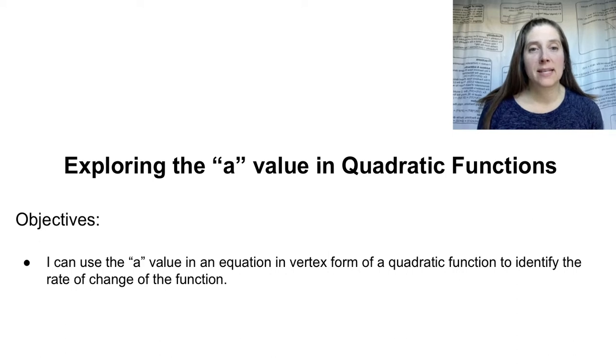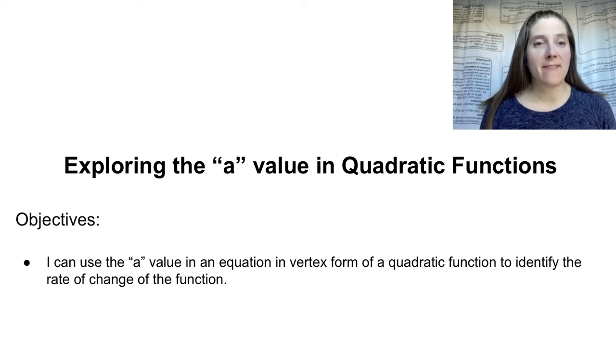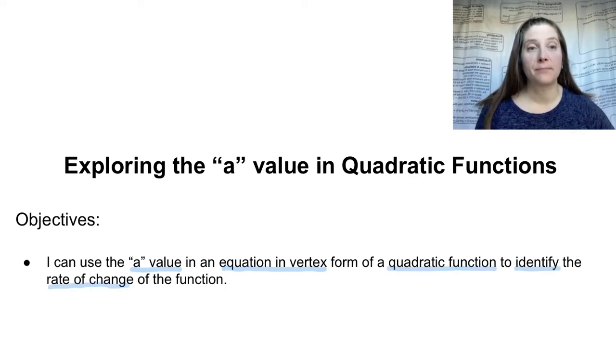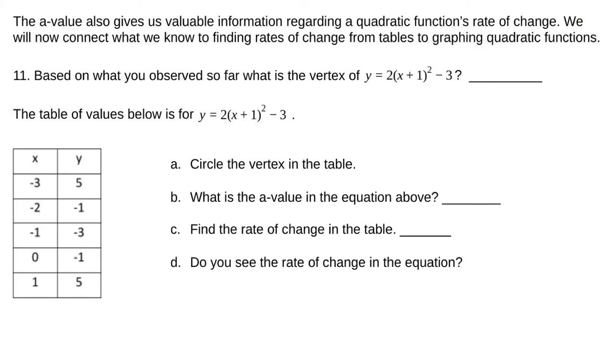So after this lesson, you will be able to use the A value in an equation in vertex form of a quadratic function to identify the rate of change in the function. The A value also gives us valuable information regarding a quadratic function's rate of change. We will now connect what we know to finding rates of change from tables to graphing quadratic functions.